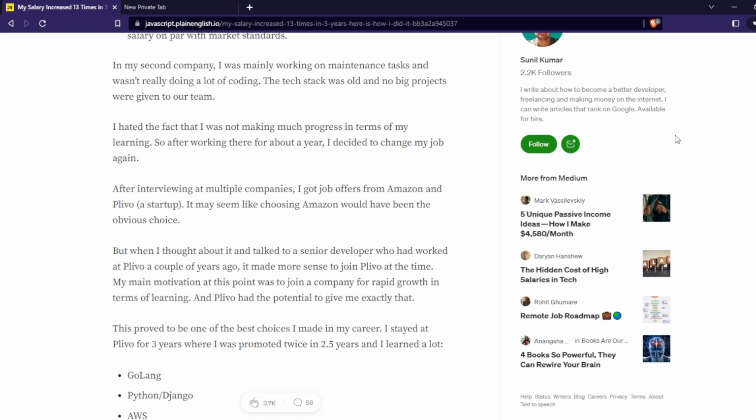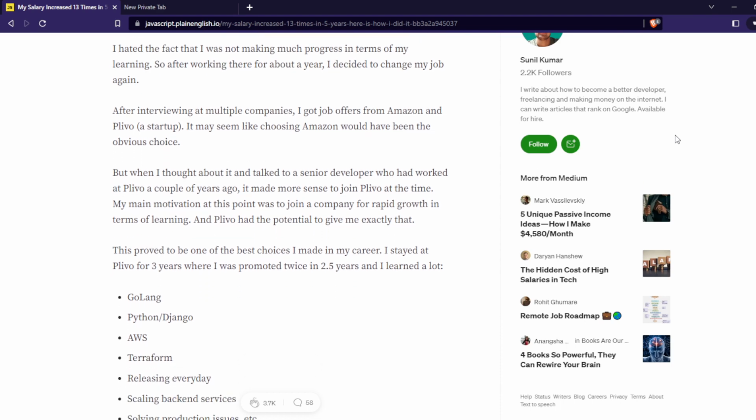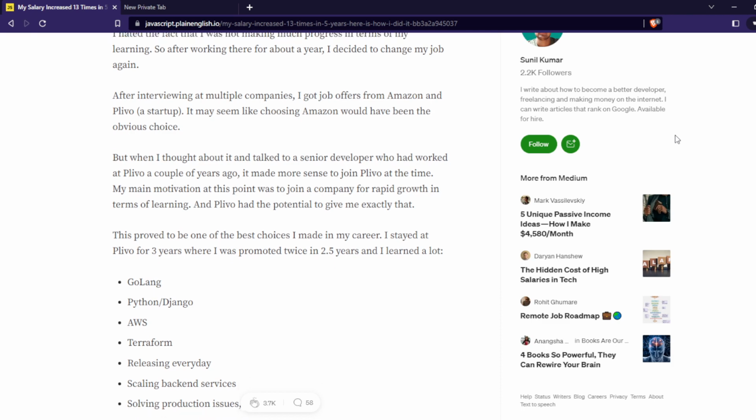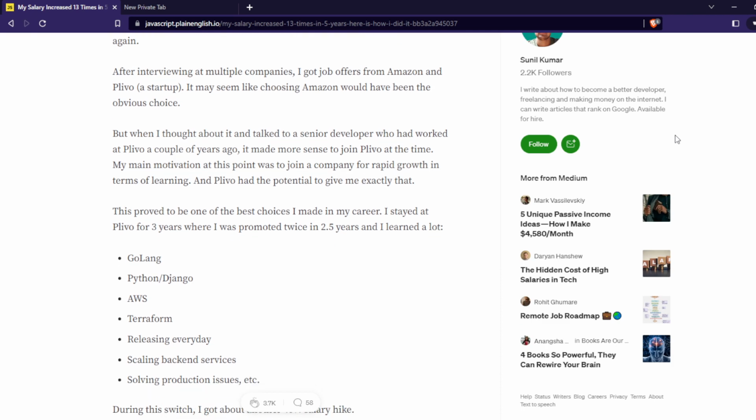It may seem like choosing Amazon would be an obvious choice, but I saw a friend who had worked there a couple of years ago. It made sense to join Believe at the time. My main motivation was to join a company of rapid growth in terms of learning. I believed it had the potential to give me exactly that. That proved to be one of the best choices I made in my career.